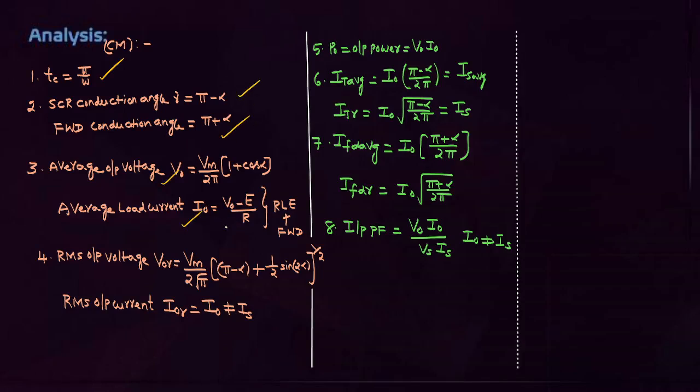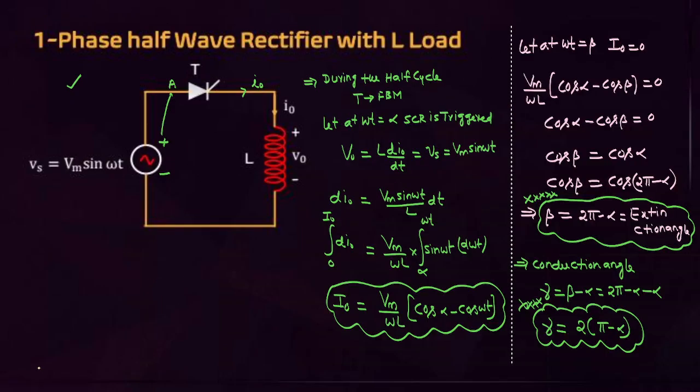But only this formula is different. For RL and freewheeling diode, it is (V0 minus E) by R. This is the RMS output voltage, this is the RMS output current. Then what is the output power, the average thyristor current, the RMS thyristor current, the average value of freewheeling diode current, the RMS value of freewheeling diode current, and the input power factor. All these formulas are similar to RL and freewheeling diode, except the I0 formula.